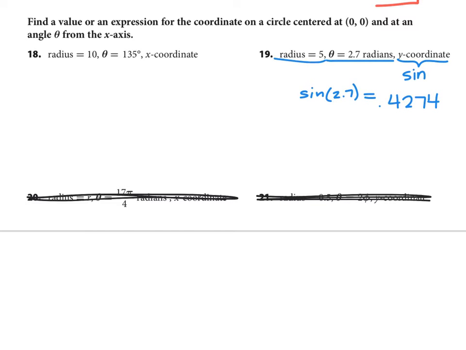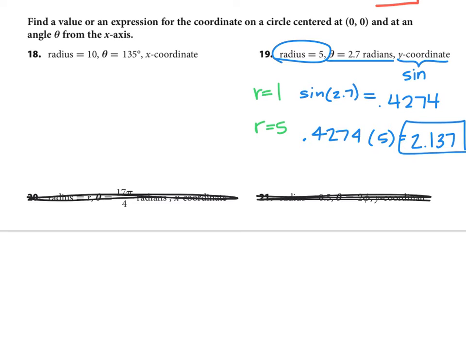And then this says I have a radius of 5. So all I'm going to have to do then, this sine value, just in general, remember we're talking about the unit circle, so this is when you have a radius of 1. So if we have a radius of 5, we're just going to multiply that value by 5. So when I do that, 0.4274 times 5, I got the y coordinate to be 2.137 when I round. All right, so that's all you have to do there. 18 should be just as easy. You can use the unit circle if you want to with this one with 135, but you can also use your calculator.